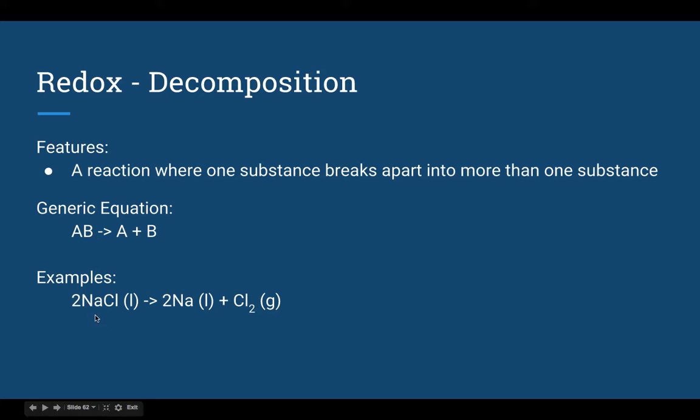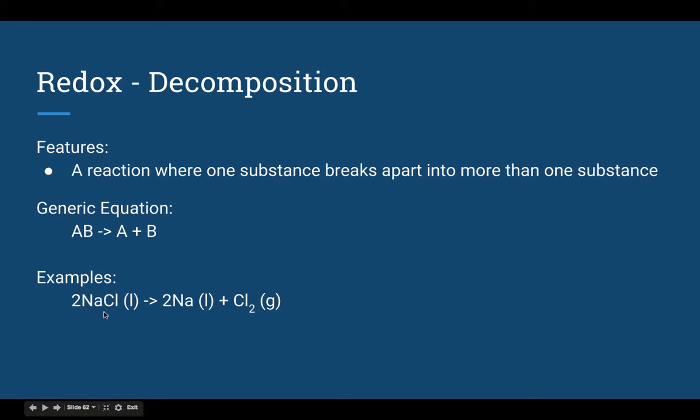So sodium chloride can get split into sodium metal and chlorine gas. This is actually how they generate sodium metal and chlorine gas. These are both very reactive elements that don't exist as pure elements in nature because they're so reactive. They want to react with anything around them.